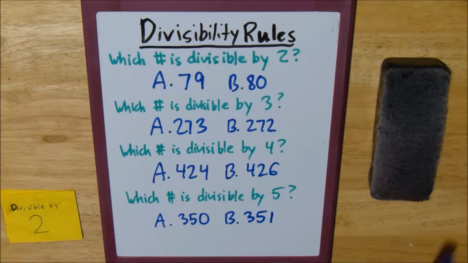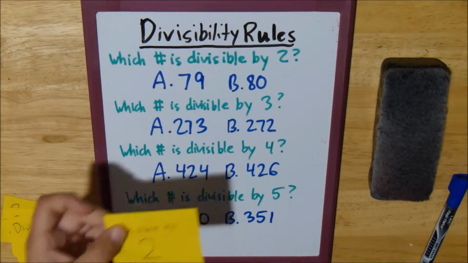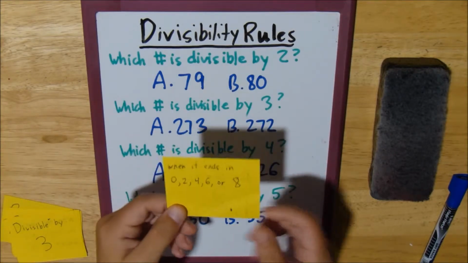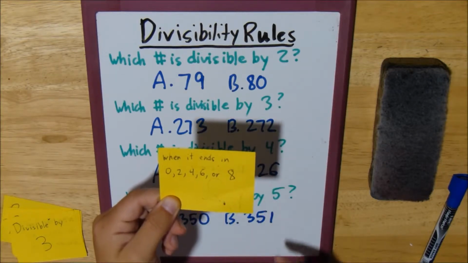So let's start off with a fairly simple one. Which number is divisible by 2? And on these yellow flashcards, I have the rule that you can use to see real quick which one it is. Now 2 is pretty simple. Any number divisible by 2 is when it ends in 0, 2, 4, 6, or 8, right?